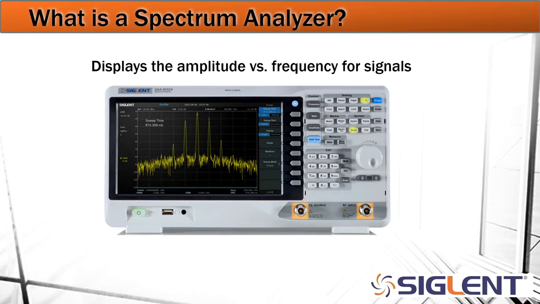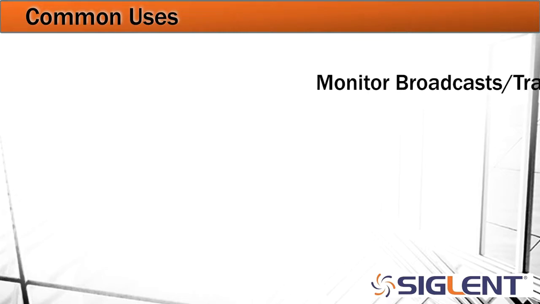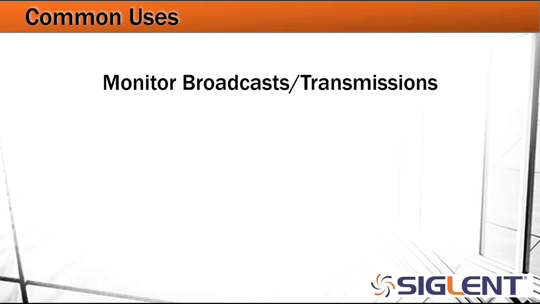So here we've got a picture of the Siglent SSA 3000X series of spectrum analyzer. As you'll notice, it's got an RF input here as denoted by that arrow, and it's just going to display the amplitude versus frequency for an input signal. Now, some common uses for a spectrum analyzer include monitoring broadcasts and transmissions. This would be FM, AM, Wi-Fi, Bluetooth. So anything that we're communicating wirelessly from one place to another, we may want to see what the amplitude is and over what frequency ranges we may be concerned with.